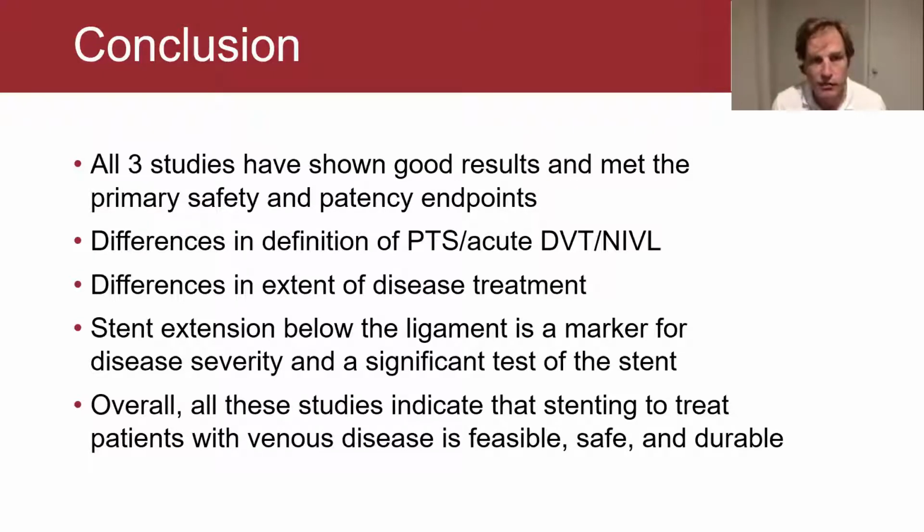There are clear differences in the extent of disease treatment across the three groups, with the ABRE study arguably treating the most complex group of patients, with 44% of patients requiring stent extension into the common femoral vein. And the ligament is clearly a marker for disease severity and a significant test of the stent itself, and it is notable, therefore, that the ABRE had no stent fractures at this point.